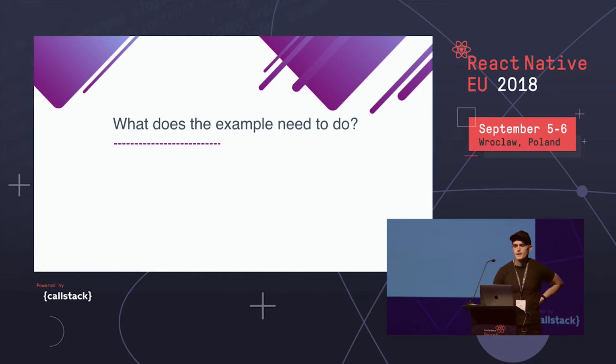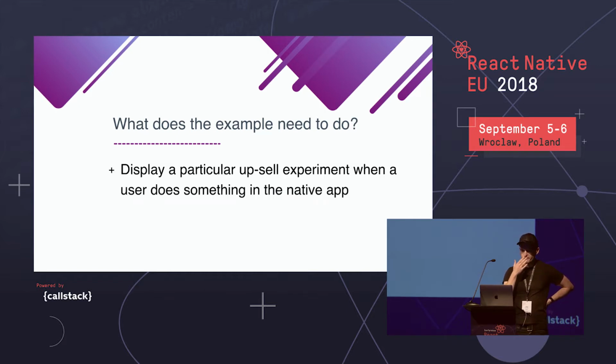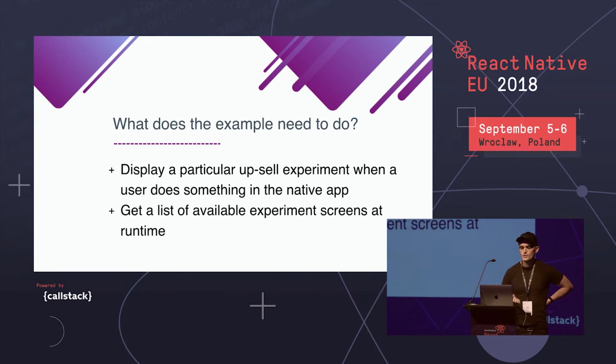So what does this example app need to do, regardless of if we are using React Native or not? Well, we want to be able to display a particular upsell screen when a user does something in the native app. So the user's account has maybe expired, they've come back into the application, we want to display a dialog then. Maybe the user taps on a button associated with a premium feature. We want to be able to display a dialog in that case. We also want to be able to get a list of all of the experiments screens exposed to the application at runtime so that we can map them to these interactions.